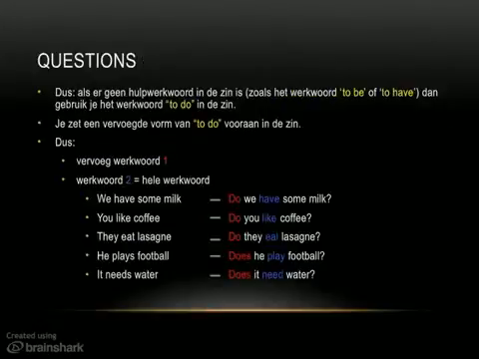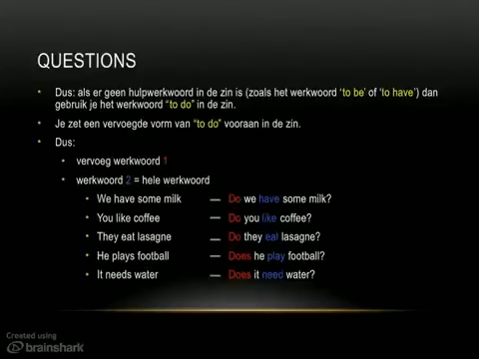So, as I said, if to be or to have are not in the sentence, then you have to use the verb to do. I do, you do, he, she, it does, we do, and they do. How do you make the question? You put a form of the verb to do at the start of the sentence. So here are some examples.